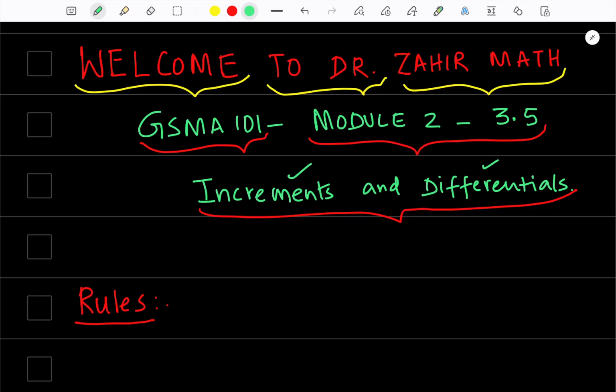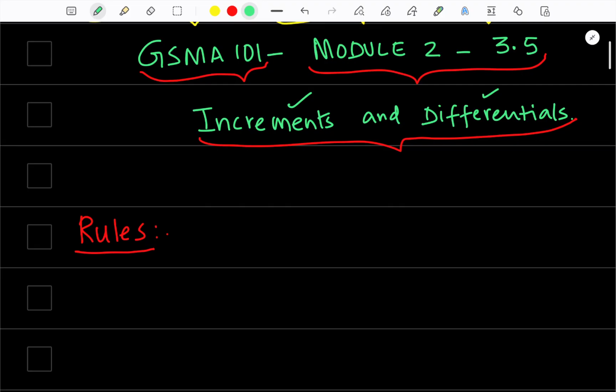Increments means a small change, right? So what are the rules you are going to study in this exercise? Only 3 rules you are going to study. The first rule is delta y is equal to f of x plus delta x minus f of x. This is the first rule, right?